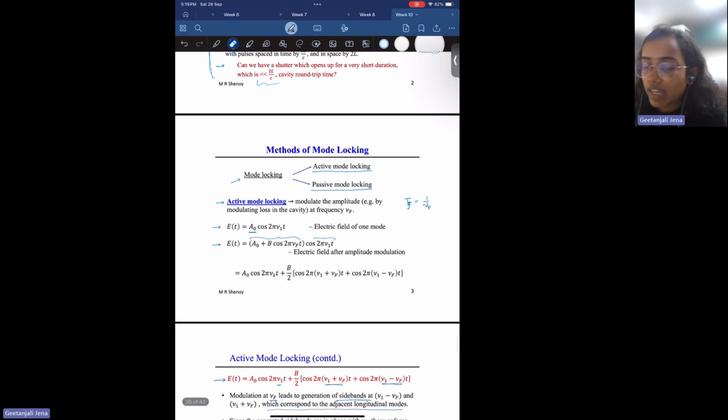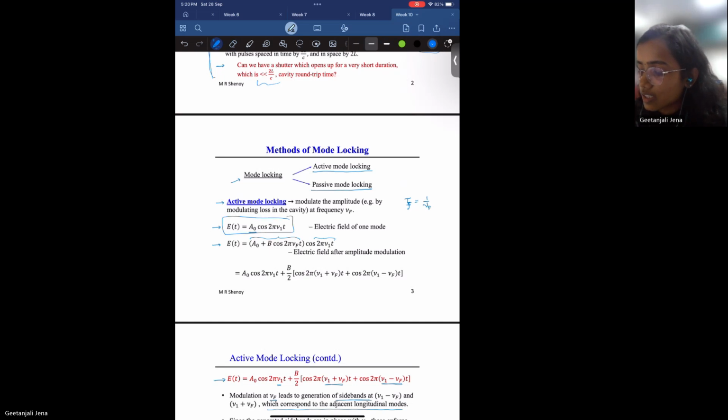Now let us see what amplitude mode locking is. Initially, let us say we have one mode at frequency nu f, and we do this amplitude modulation around the frequency nu f. So E(t) for this mode is given by A0 cos 2 pi nu 1 t. In the next step, we change the amplitude of this E(t) by adding one sinusoidal term, which is B cos 2 pi nu f t.